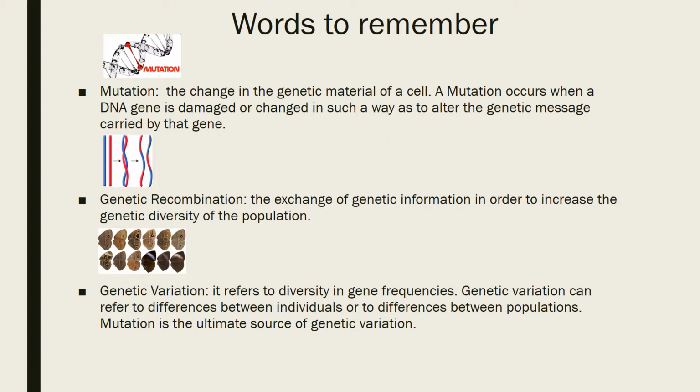The third word is genetic variation. It refers to the diversity in gene frequencies. Genetic variation can refer to differences between individuals or to differences between populations. Mutation is the ultimate source of genetic variation. As you can see, all of these words are related and will help us answer our main question.